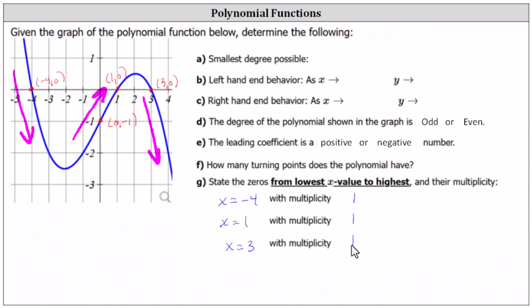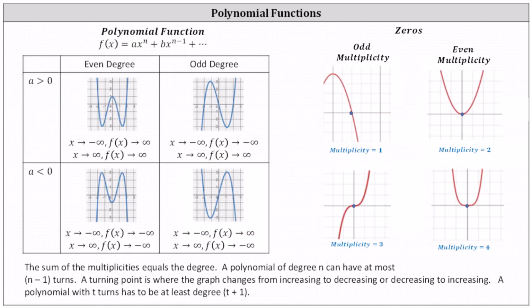For a quick review on multiplicity, if the graph passes through the x-axis at the zero, then the multiplicity is odd. If it passes through but flattens, the multiplicity is odd, but more than 1, for example, multiplicity 3, 5, 7, and so on. Here we have an example of a zero that has multiplicity of 3.